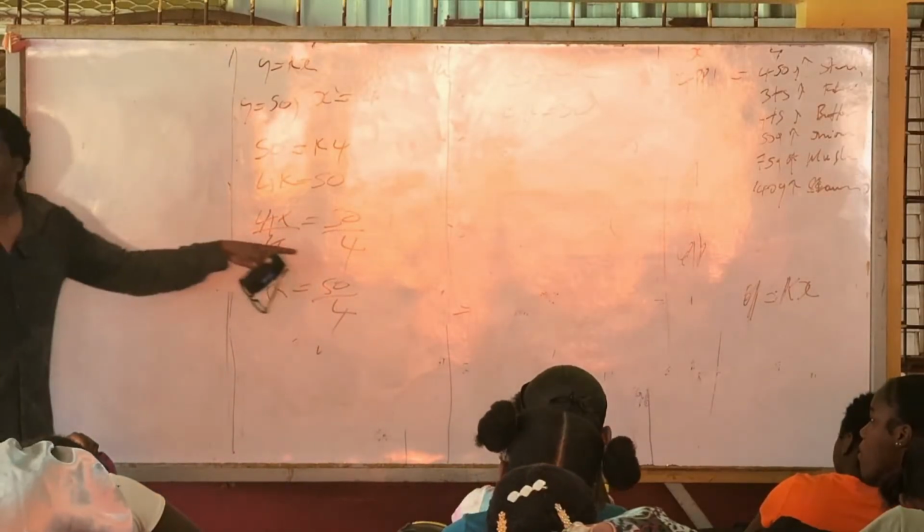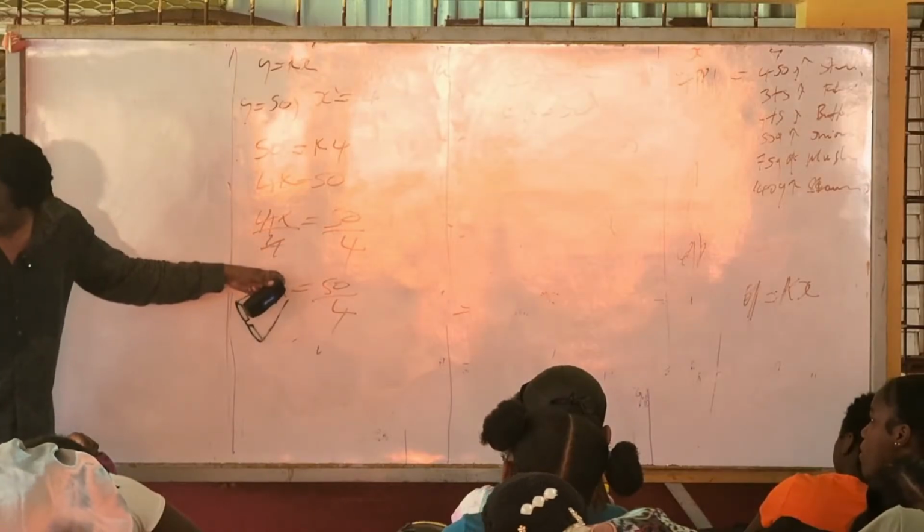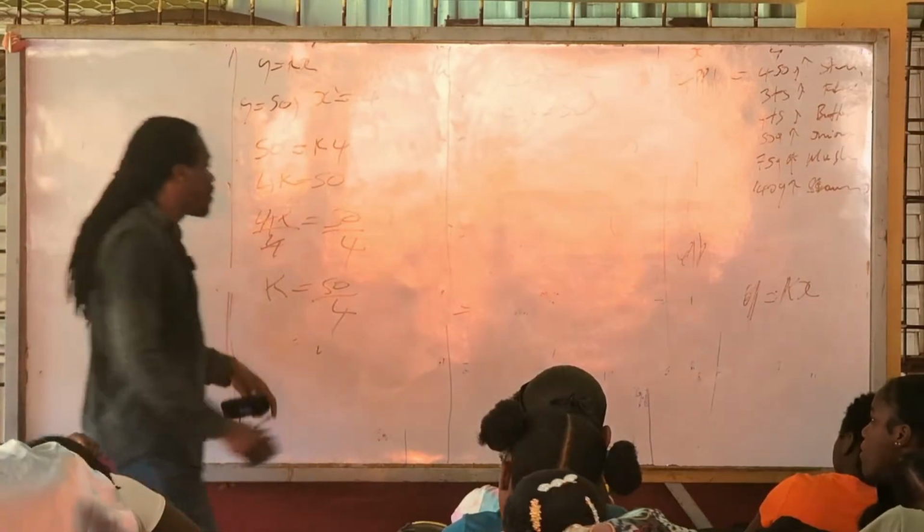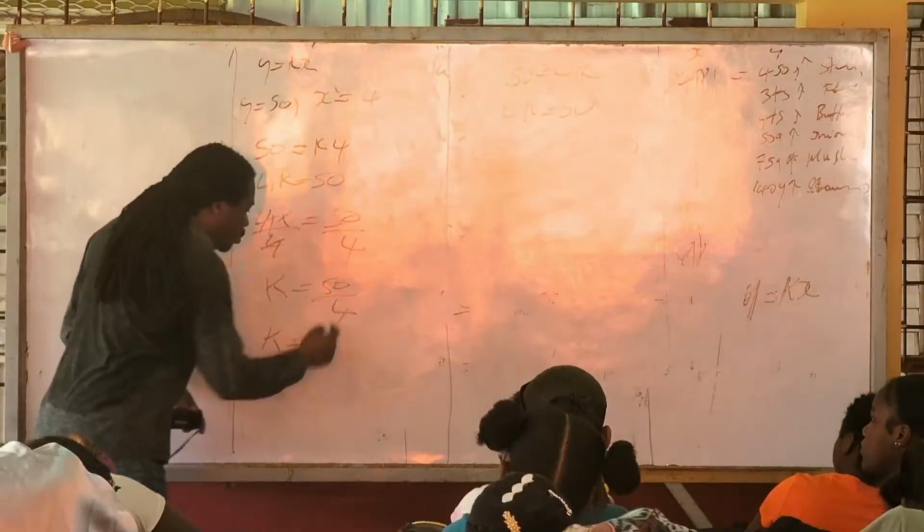They say carry it over, but this is what you actually did. You understand that? Therefore, k is equal to, that looks like 12.5.